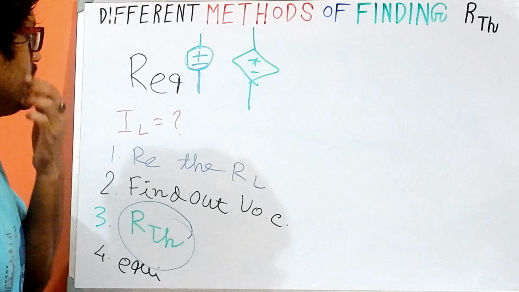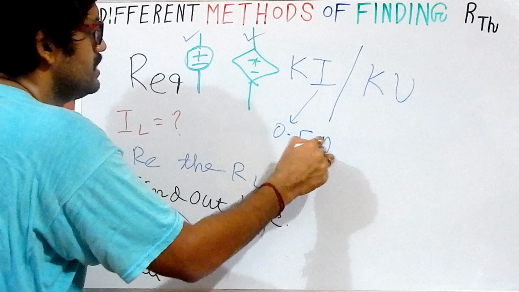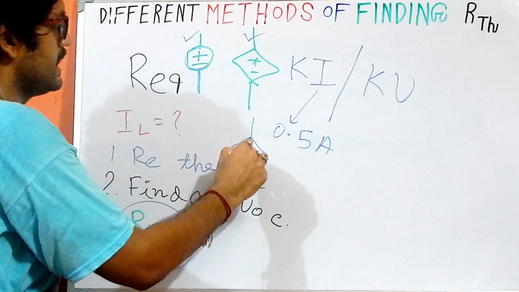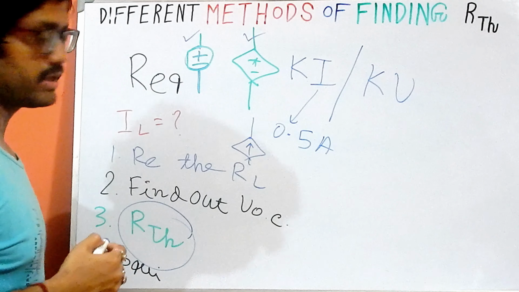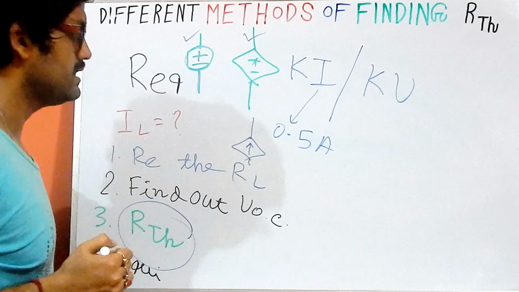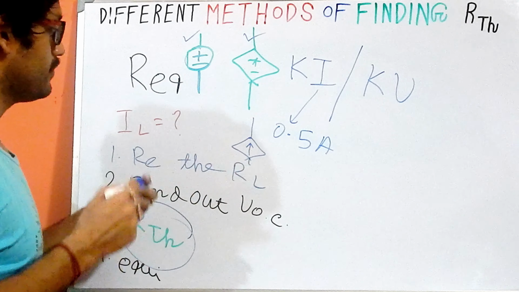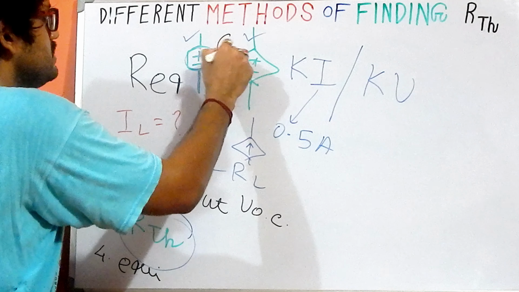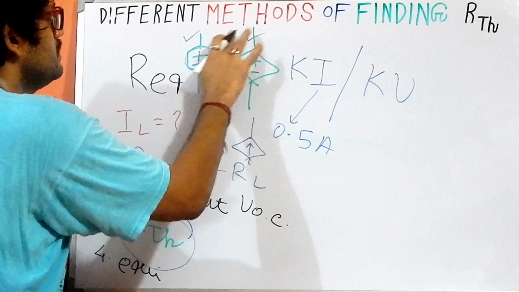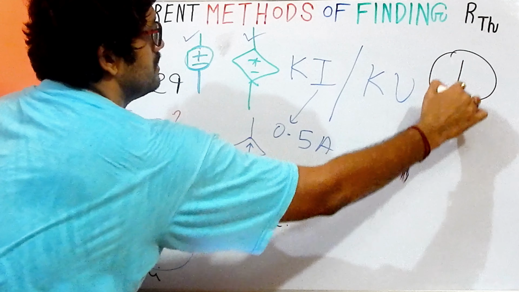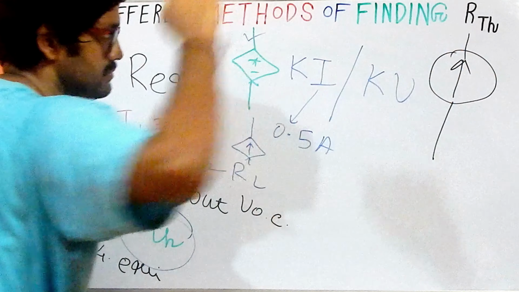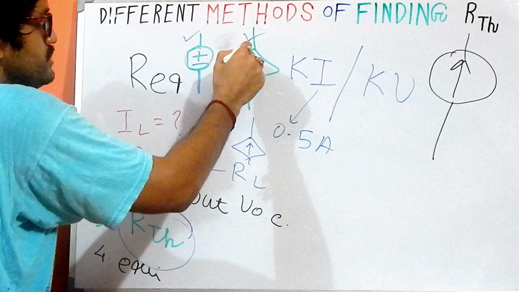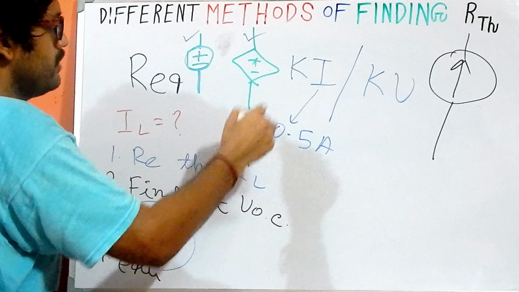So according to the current value of 0.5 amps, the voltage or the current value is changing accordingly. Okay, so this is our independent current source. This is the symbol of our independent current source and this one is our voltage source. And you already know that this is our independent current source.